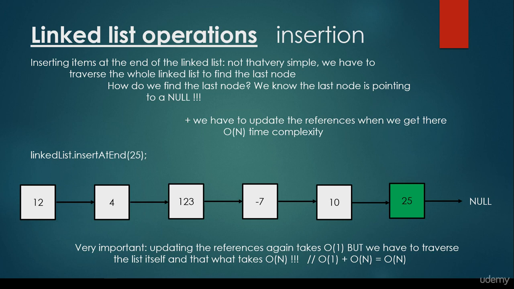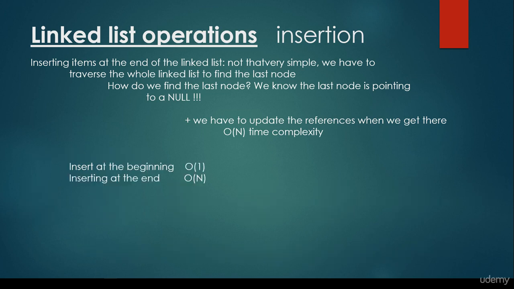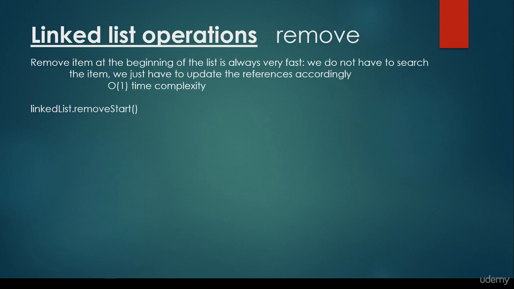Okay, so that's why inserting items at the end of the linked list takes O(n), linear time complexity, while on the other hand inserting items at the beginning of the linked list takes O(1), so constant time complexity. Okay, so that's what we have been discussing. Inserting at the beginning is O(1), inserting at the end is O(n), so linear time complexity.